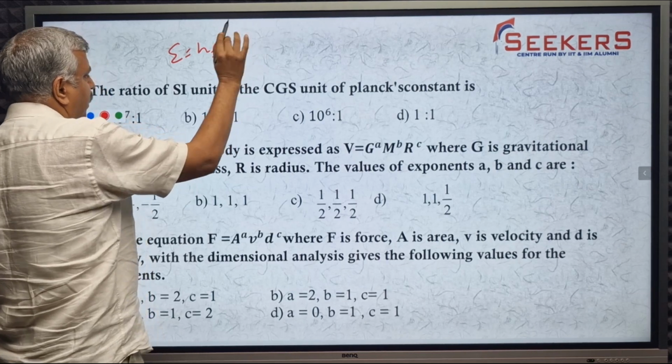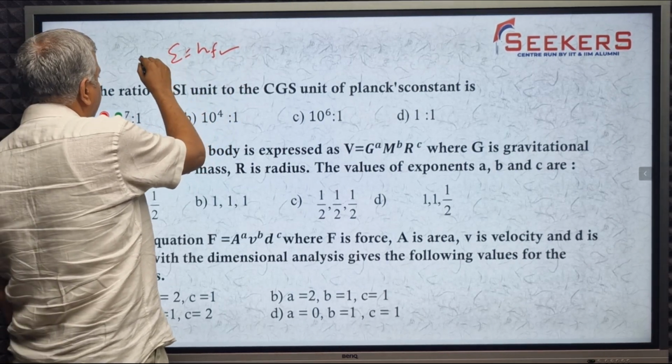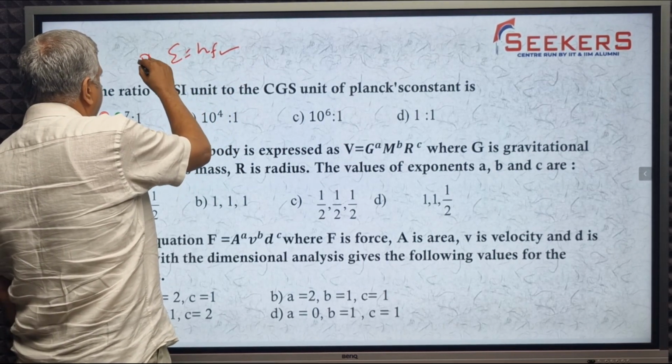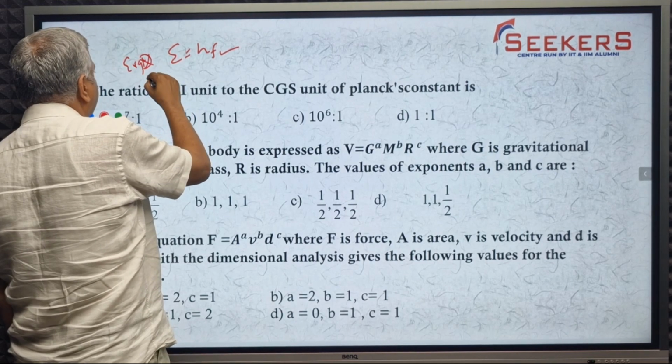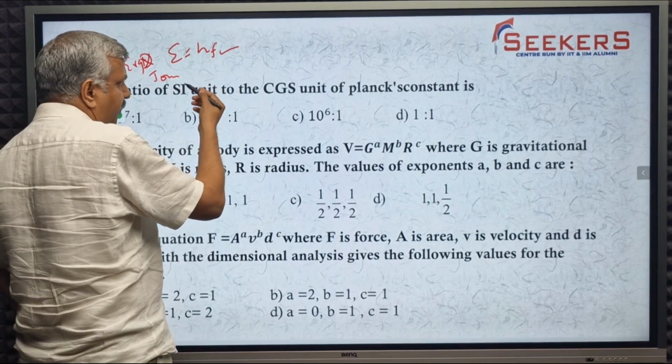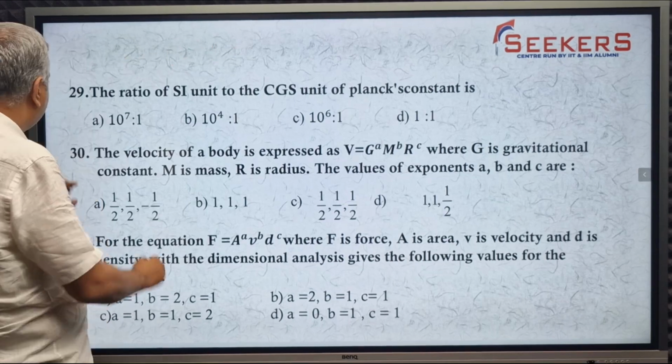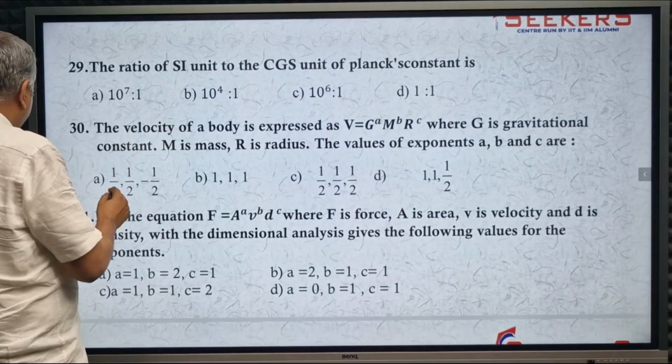So frequency is the same whatever the units. Energy in one case will be in erg and in the other case will be in joule. So it is 10 power 7. So the answer should be option A, 10 power 7.